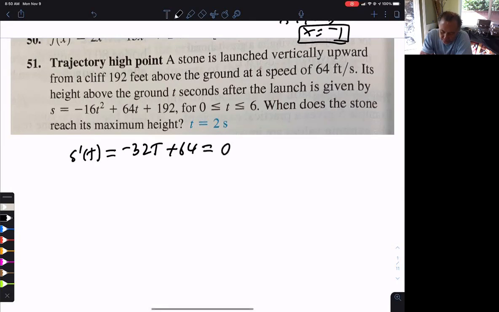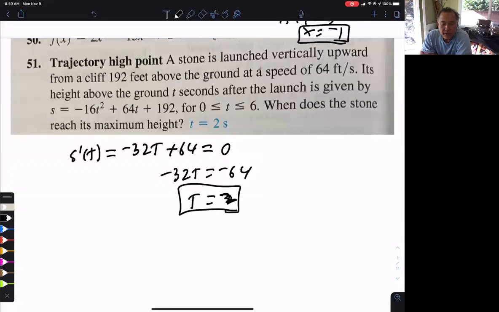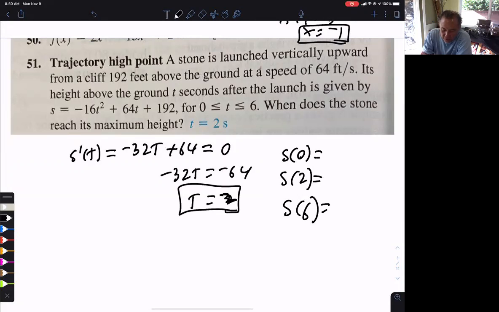Well, we set that equal to 0. We subtract 64 from both sides, divide both sides by negative 32. 2 is our critical point. So that is a possible maximum or minimum point. Okay? Then we're going to find the actual height where it started, the height at the critical point, and the height at 6 seconds. We're going to plug all those in.